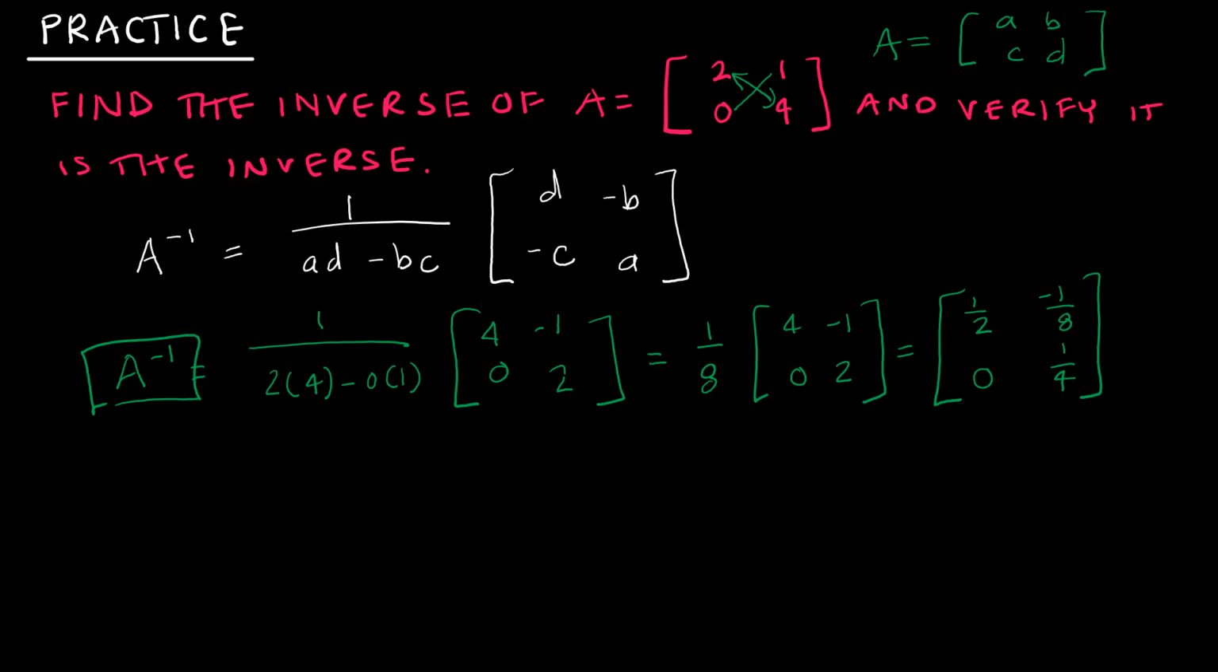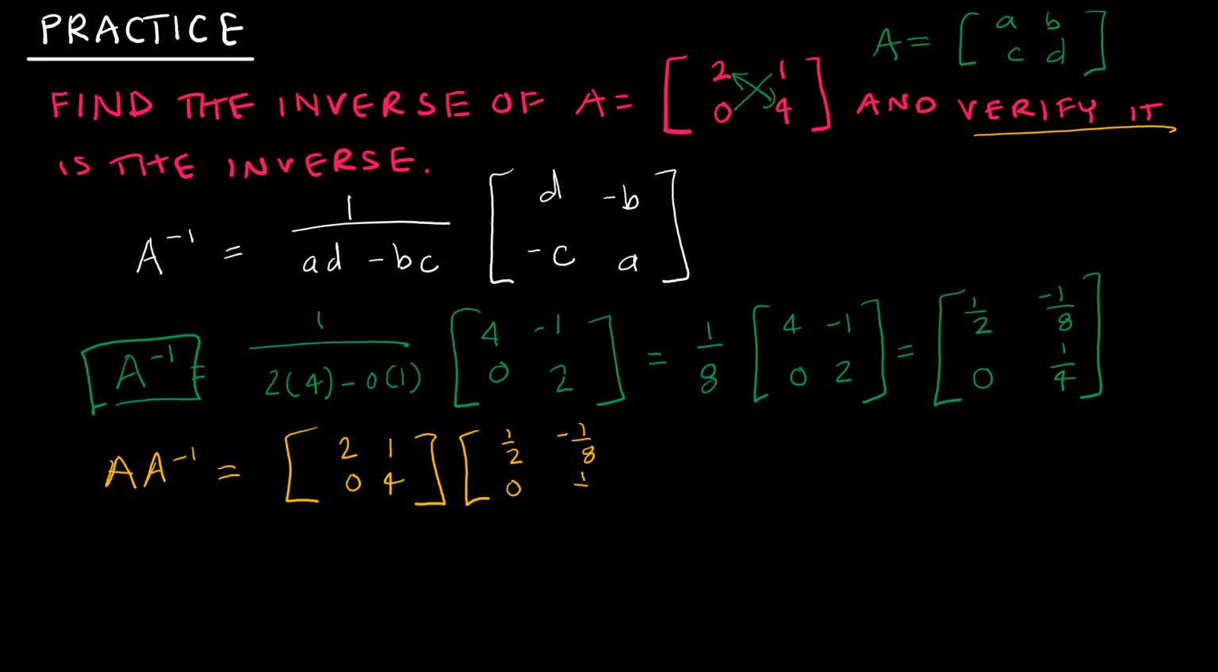Now I'm going to verify it is the inverse. So to verify, I'm going to take A times A inverse, and that means I have 2104 times 1/2, -1/8, 0, 1/4. And again, you can feel free to help yourself with a calculator, but it's good for you to do mental math. So if you can do it without a calculator, that's what you should do.